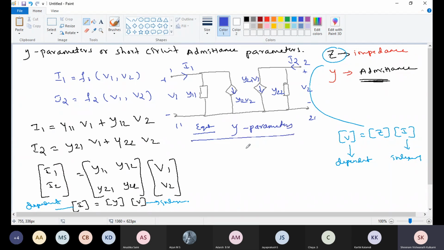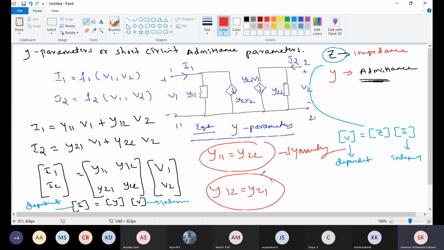Now, conditions for symmetry. We know for Z parameters, Z11 equals Z22. Here, Y11 equals Y22 is the condition for symmetry. Then Y12 equals Y21 is the condition for reciprocity.